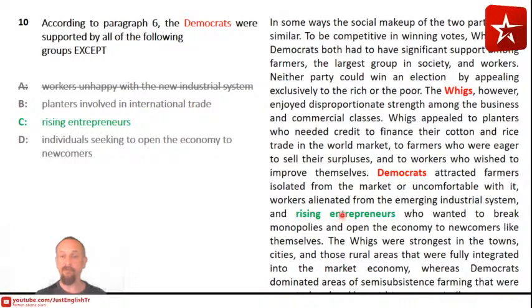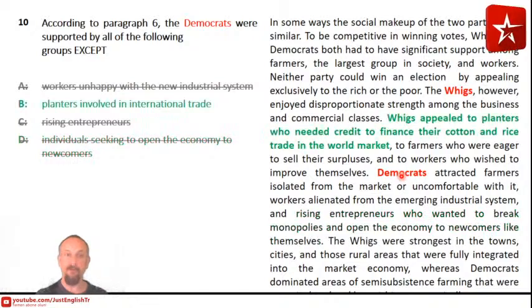Again, rising entrepreneurs we have down here. Again, it's related to Democrats. It's correct. It's in the passage. Yani, it's incorrect. Then we have D, individuals seeking to open the economy to newcomers, and boom, we have that down here too. Newcomers like themselves. It's in the passage and it's related to Democrats. The only piece of information which is not, or except not related to the Democrats, is this idea of planters involved in international trade.